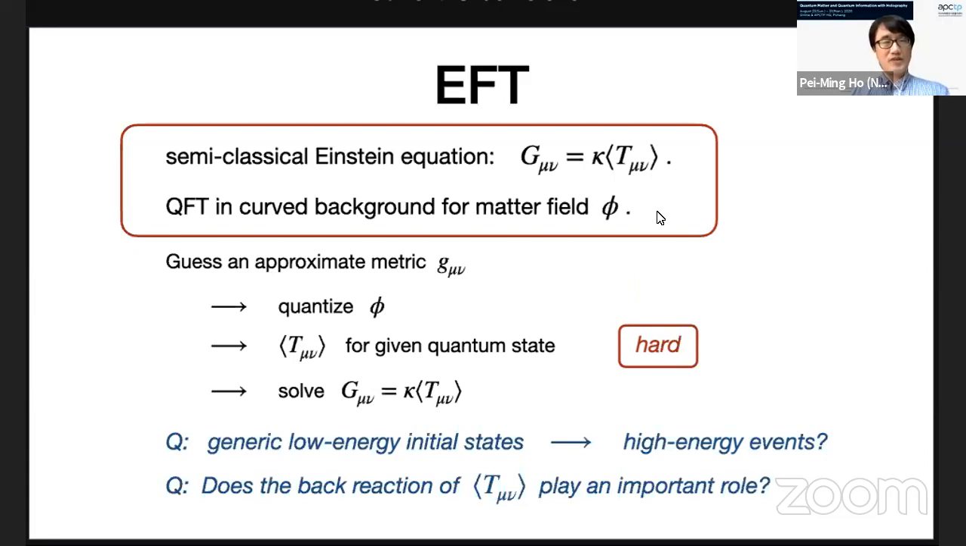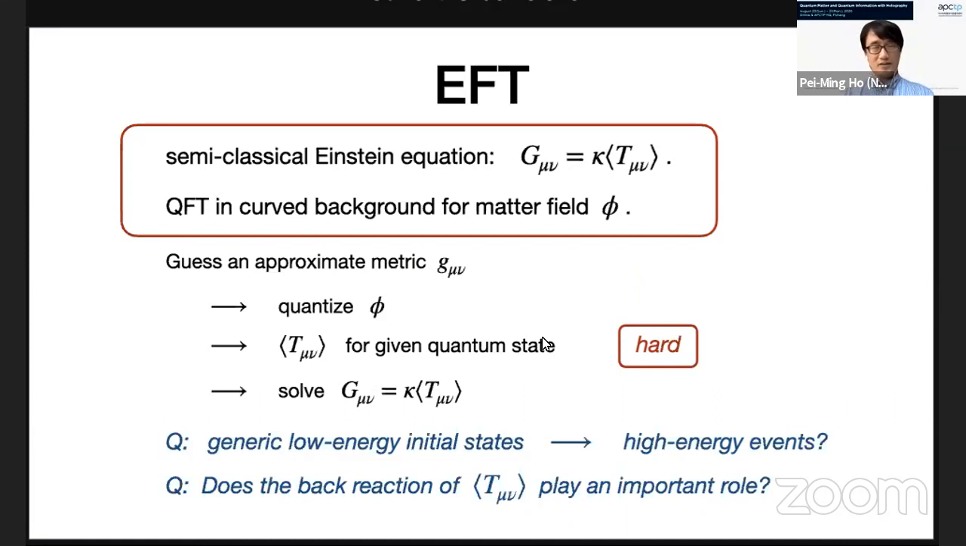So what people usually do is to do it perturbatively. You first make a guess about the background geometry, the metric. And then in this background, you quantize your matter field. And then you can compute the energy momentum tensor for a certain quantum state, say the vacuum state for free-falling observers. This part is usually very hard if you want to do a first principle calculation. So sometimes we use other ways to compute it. I'll describe that in the next lecture.